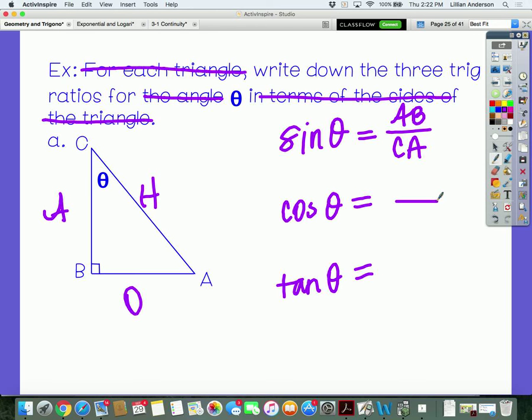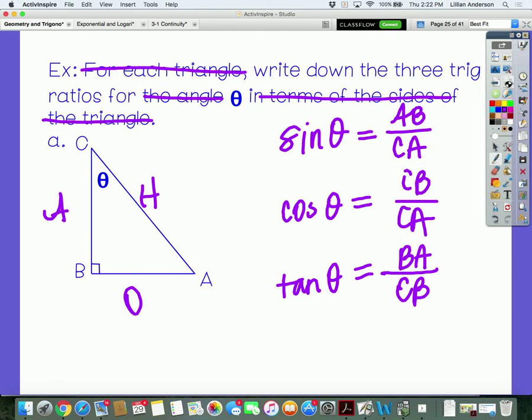Cosine of theta is adjacent over hypotenuse. It's going to be CB over CA. And if you put BC or AC, it's still correct. They're interchangeable. And then tangent, BA over CB. Good stuff. Questions on the ratios before we actually get into the math part of this? Have we cleared up any issues with adjacent and opposite?